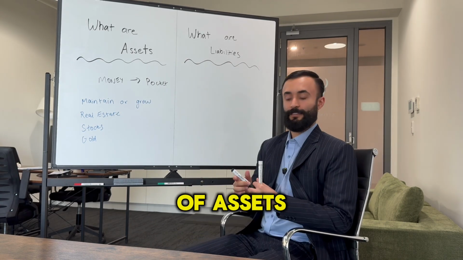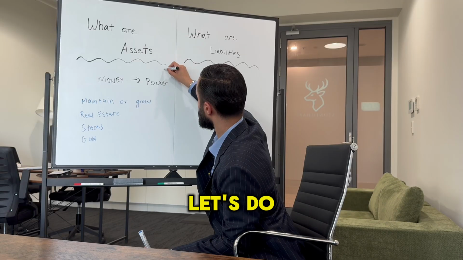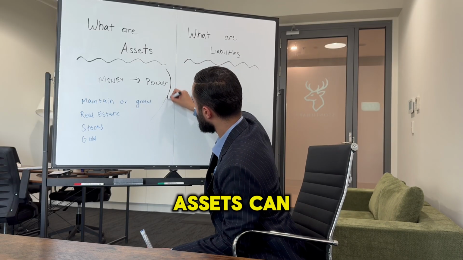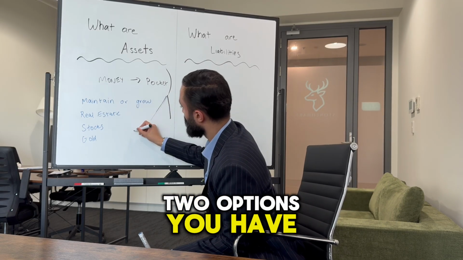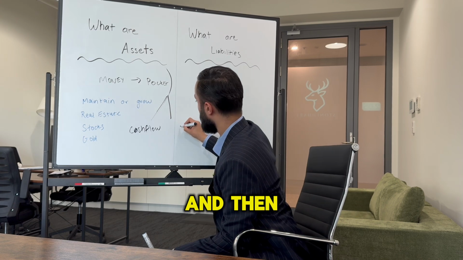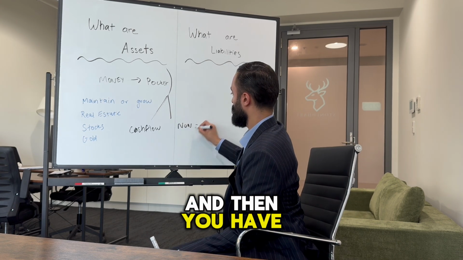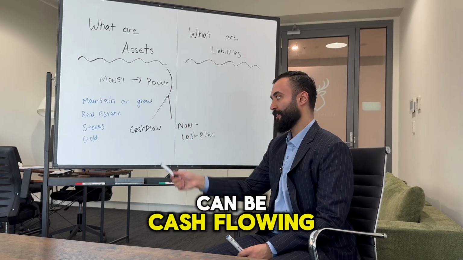Now, there's two types of assets. You have, let's do a little line. Assets can digress into two options. You have cash flow, and then you have non-cash flow. So if you have an asset, the asset can be cash flowing.